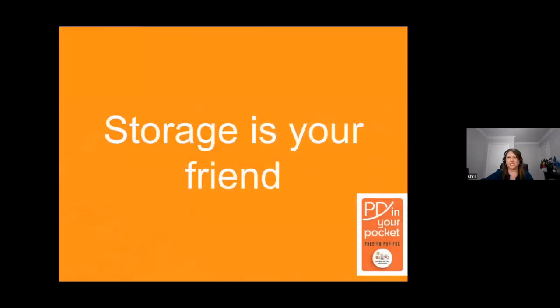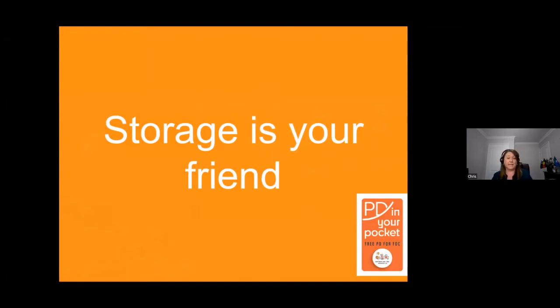Okay, storage is your friend. One of the ways to declutter, as we were saying before, is to think about how we're going to store this and actually where you store it. At the end of the day, we don't want everything that you've ever had for your family daycare service stored within the play space.